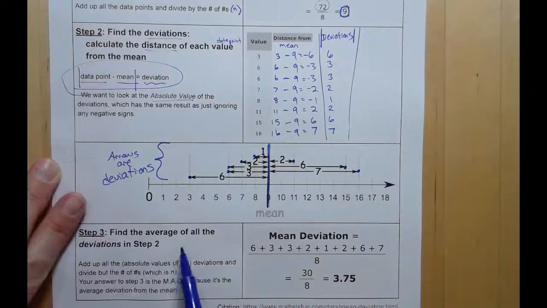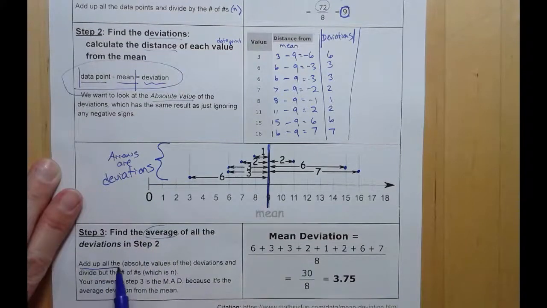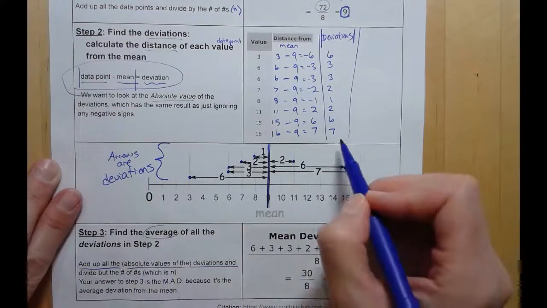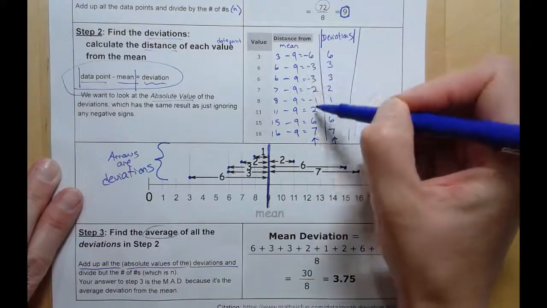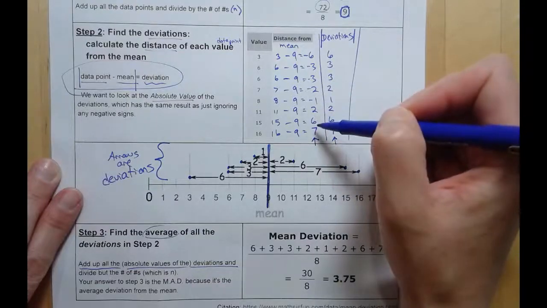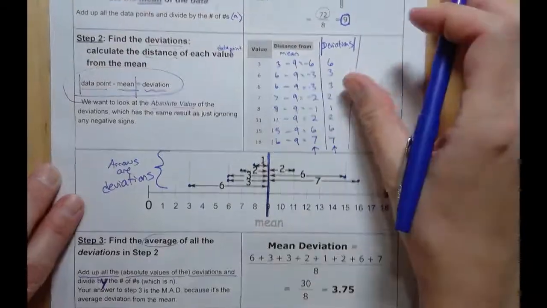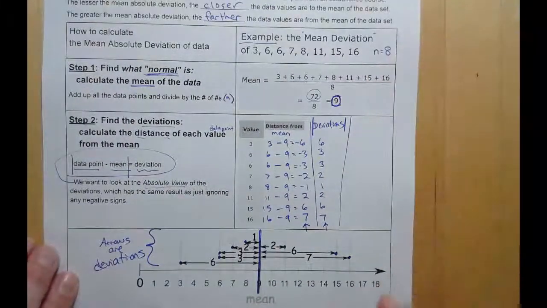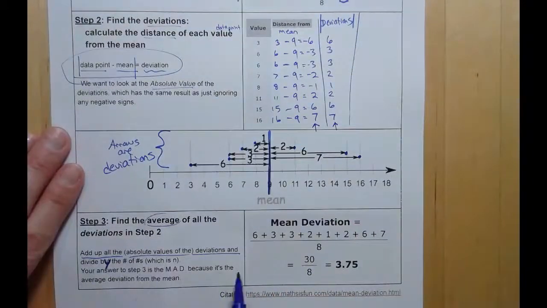The way we do step 3, that we find the average of all these deviations, is the same way we always find the average. We add up all of the deviations, the absolute values of them, meaning this column. We don't want to add up this column because then these numbers will be subtracted from these. We'd get a really small number, and it'd actually be a negative number. We want to add the absolute values of the deviations. And then we divide by the number of numbers, which is n. So we would divide them all by 8. Our n was 8. We have 8 data points. We also have 8 deviations. And our answer to this is going to be the MAD.